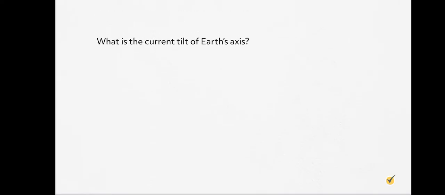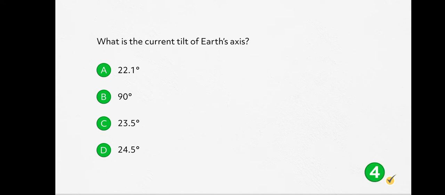Okay, before we go, let's go over a couple of quick review questions. What is the current tilt of Earth's axis? A, 22.1 degrees. B, 90 degrees. C, 23.5 degrees. Or D, 24.5 degrees. The correct answer is C, 23.5 degrees. The axial tilt will cycle between 22.1 degrees and 24.5 degrees over a 40,000-year period.